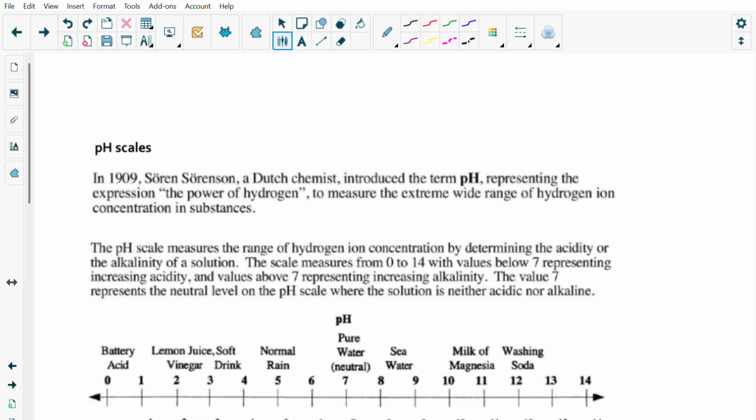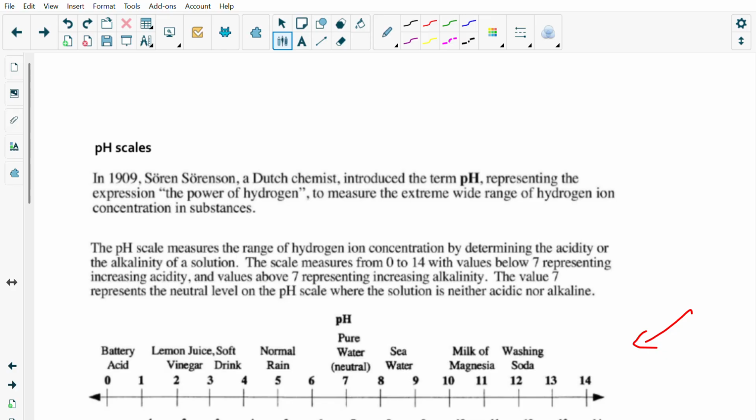All my chemistry people here, you might have learned how to calculate pHs or compare acids with other acids and bases, looking at their relative hydrogen concentration. In 1909, Sorensen, a Dutch chemist, introduced the term pH, representing the expression the power of hydrogen. Interesting. pH, the power of hydrogen, to measure the extremely wide range of hydrogen ion concentration in substances. So, like orange juice or water or a soft drink, vinegar, battery acid, right? Look at all the different things on the pH scale.